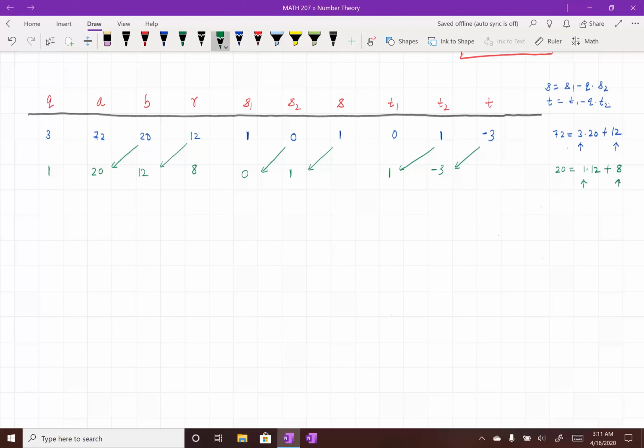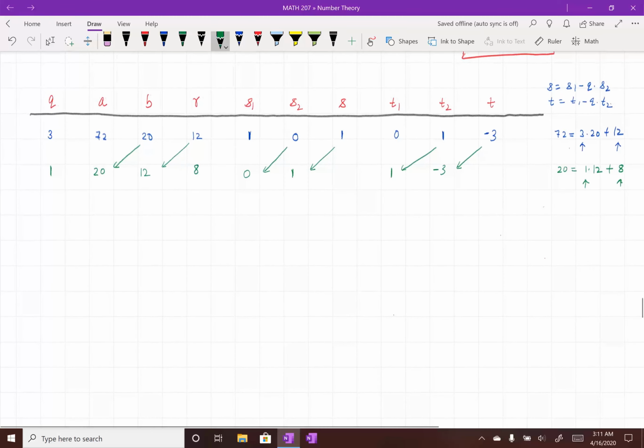For those values of Q and R, you can obtain the value of S based on the formula S1 minus Q times S2. S1 is 0 here, Q is 1, and S2 is 1. So the value of S is minus 1 here. Similarly, the value of T can be obtained from T1 minus Q times T2. T1 is 1 here, T2 is minus 3, and Q is 1. So this gives the value of T as equal to 4. This completes the second step of the extended Euclidean algorithm.